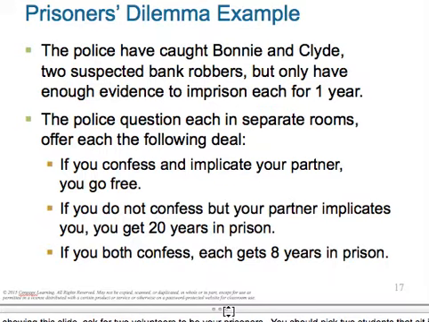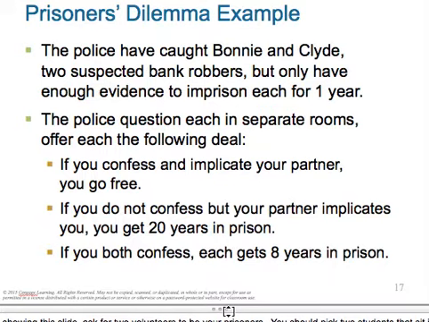Now, what the police do in all the classic cop shows, they do in real life: the police question each of Bonnie and Clyde in separate rooms and offer them the following deal. They're two perps in different rooms. Think of a cop show. They tell each perp on their own, if you confess and implicate your partner, you go free. If you do not confess, but your partner implicates you, meaning you don't say a word, but your partner turns on you, you get 20 years in prison because they have all the evidence they need to put you away for bank robbery. If both of you confess, you each get 8 years in prison.